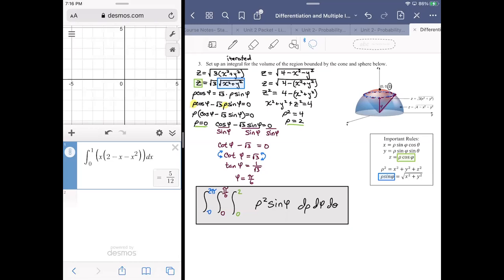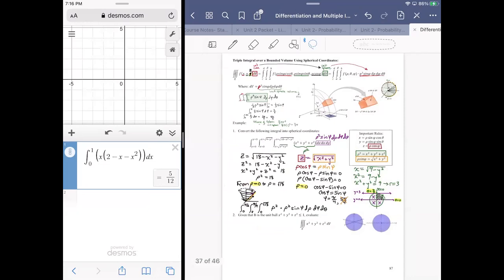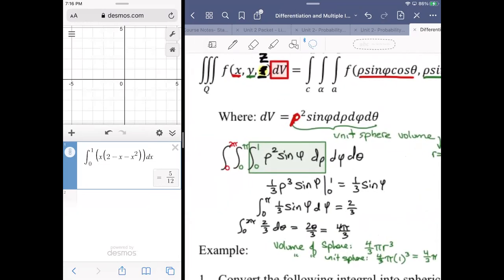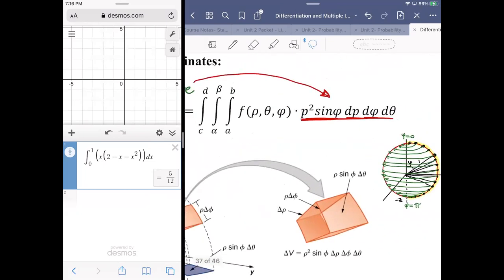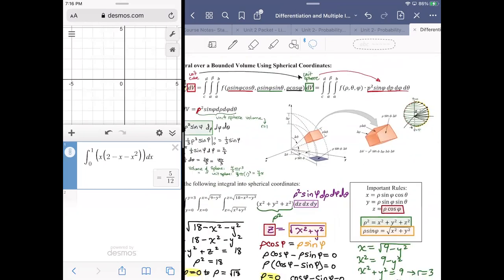How did you set up the integral to be rho squared sine, I forgot the name of it? Oh, the rho squared sine phi, yeah, all that stuff is built into the formula. Okay, got it. Thank you. No problem.